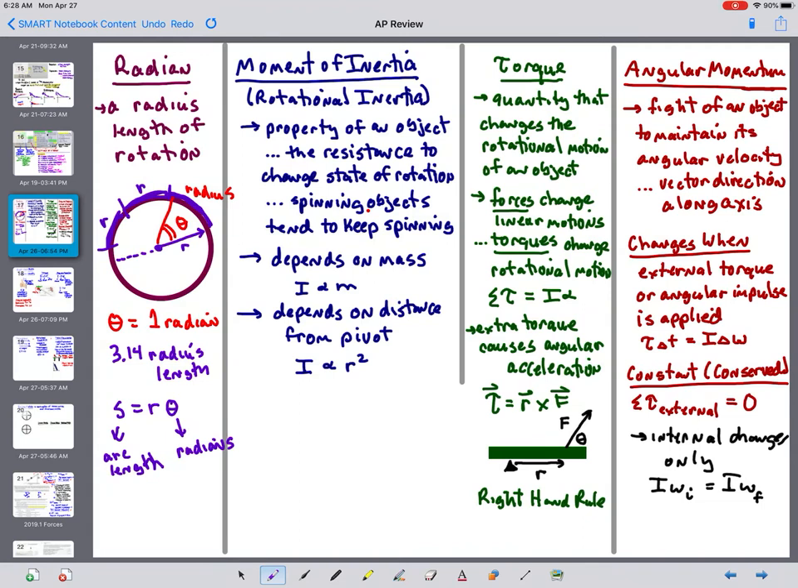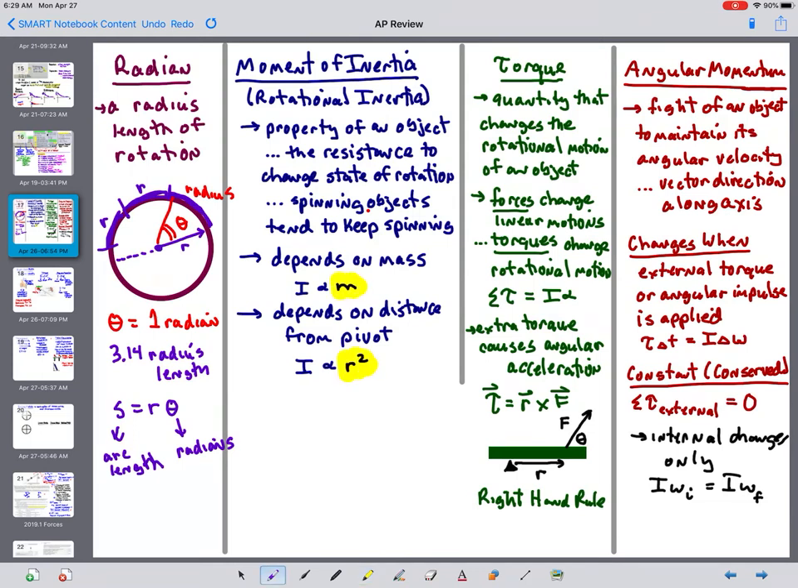Moment of inertia, that's probably the term they're going to use, as opposed to rotational inertia. Moment of inertia, property of an object, just like a regular inertia. Resistance of an object to change its state of rotation. Basically, spinning objects tend to continue to spin. If I had the bike tire in my hand and I started it spinning, it's just going to keep on spinning. Remember, it depends not only on the mass, but also on the radius squared.